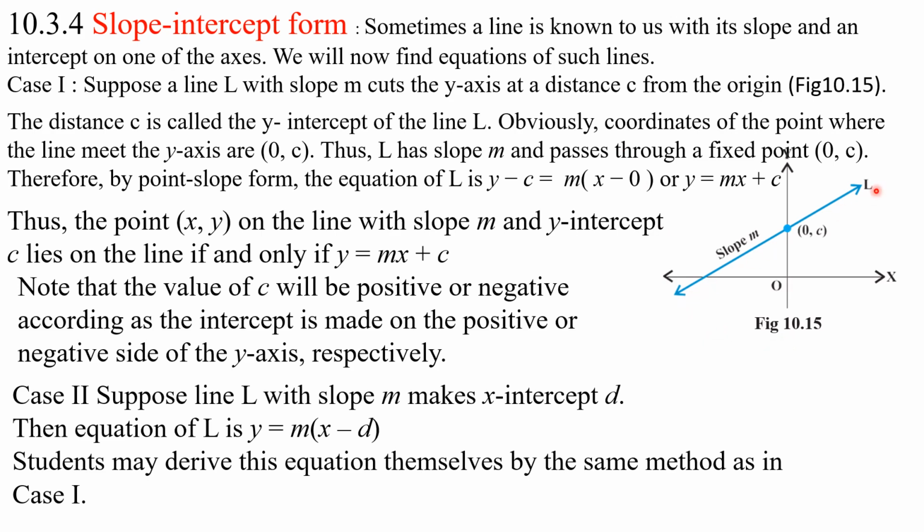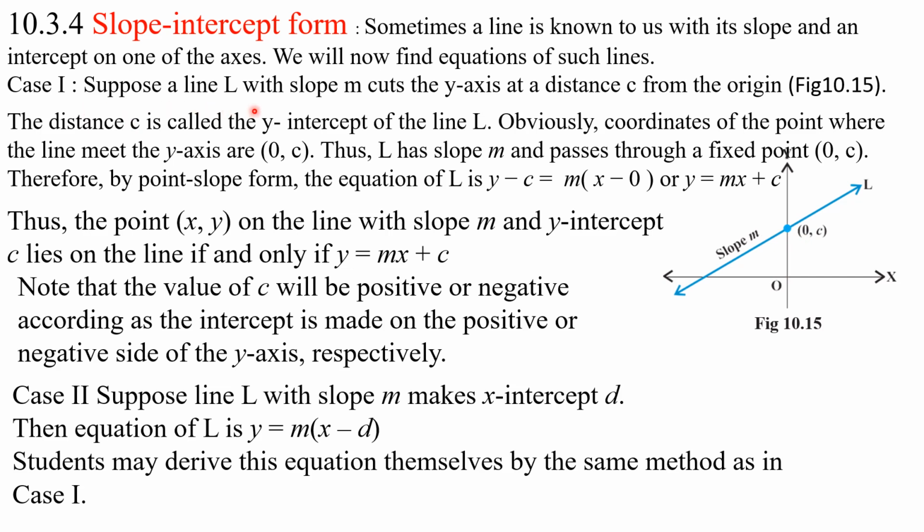This is a line L. Slope of the line L is m. It is intersecting the y-axis at (0, c). This part is said to be the intercept, the intercept made by the line on the y-axis. Remember this terminology, my children. This part is called the intercept made by the line L on the y-axis. Case 1.